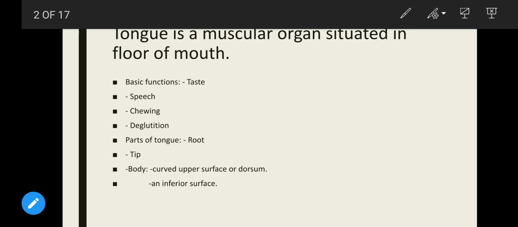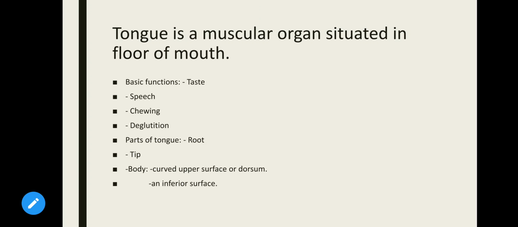Everybody must be knowing what is tongue. It's a muscular organ that is situated in the floor of the mouth. Basic functions are taste, speech, chewing, deglutition. There are three parts of tongue basically. There is root, there is tip, and there is body. Body has another two parts, that is curved upper surface or dorsum and an inferior surface.